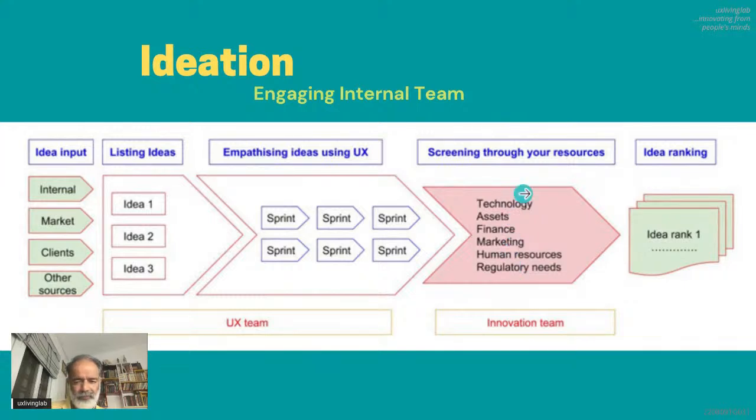The innovation team should screen through your resources, because the company is limited with resources. This is the point I'm talking about: the bigger box, don't think outside the box. It's a bigger box. So go through the company's resources, like technology resources, assets, finance, marketing, human resources, regulatory needs. All these factors are to be considered. Then decide and rank the ideas: idea one, idea two, idea three, like that. I'm saying that the best idea may not be your selected idea, so rank based on all these factors.